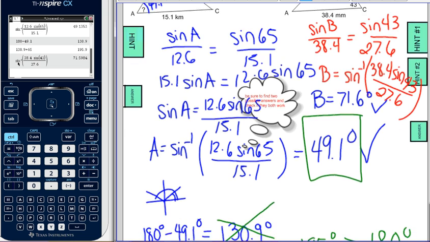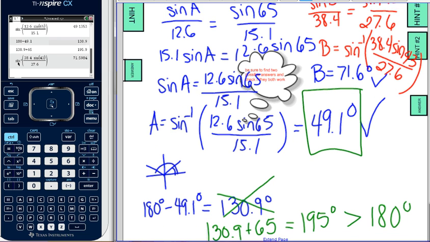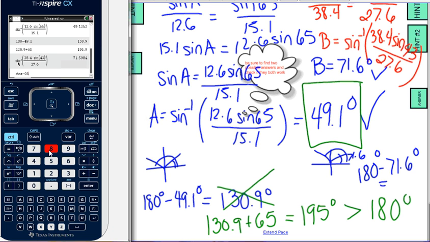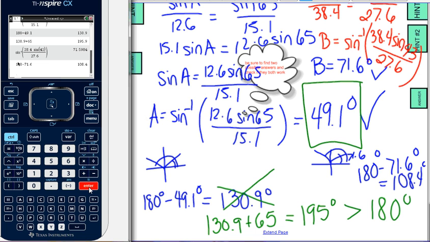Okay, so then we have to check, is there a possible second solution? Is it possible that B could be an obtuse angle? So we've got 71.6 for sure is one of our solutions. We need to check, could we have 180 minus 71.6 as our solution? Which is 108.4.